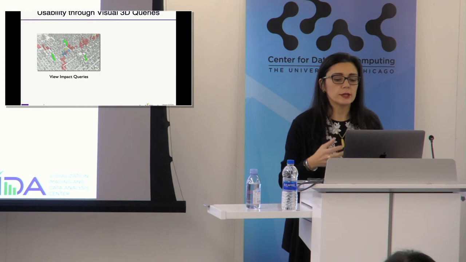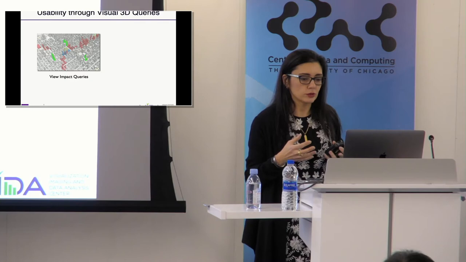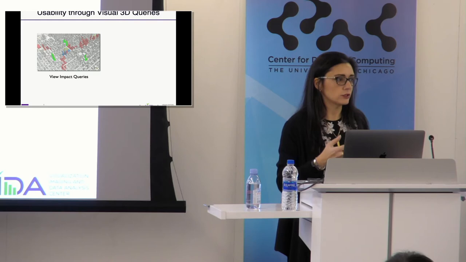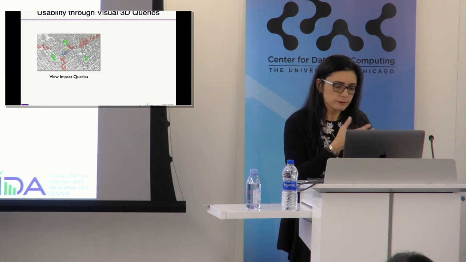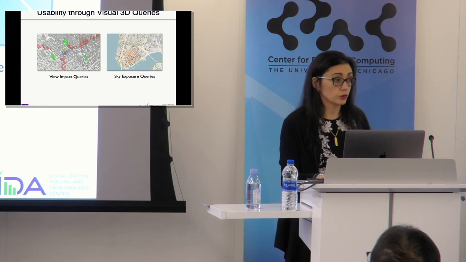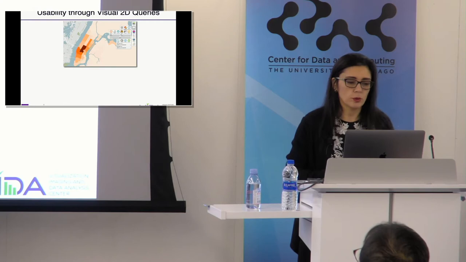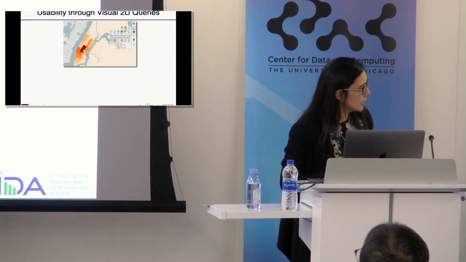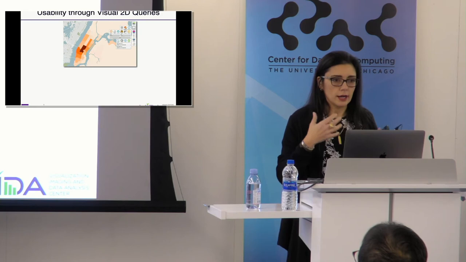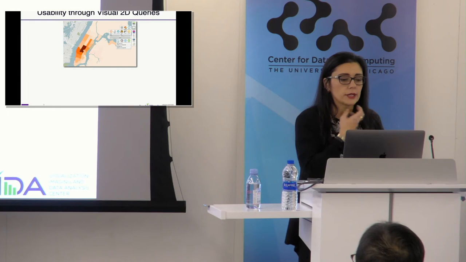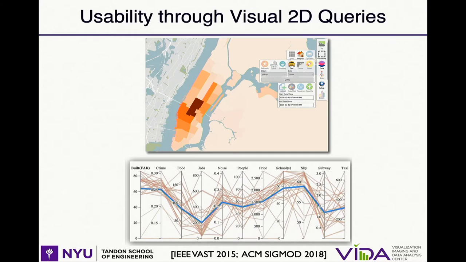And this is one of the challenges when you're developing these tools: what kinds of visual interfaces and interactions you design that make the system easy to use. In Urbane, this is done by supporting these 3D queries, including view impact queries and sky exposure queries. But as you've seen, the system also supports visual two-dimensional queries that allow architects to examine different indicators in the city like crime, closeness to transportation, schools, and so on and so forth, both by using these heat maps as well as the parallel coordinate systems that you've seen in the video.